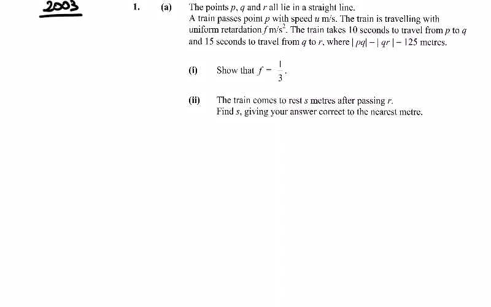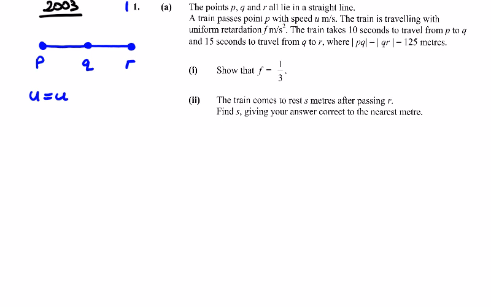2003, question 1. Three points P, Q, and R lie on a straight line. A good diagram can always help. The train passes point P with speed u.